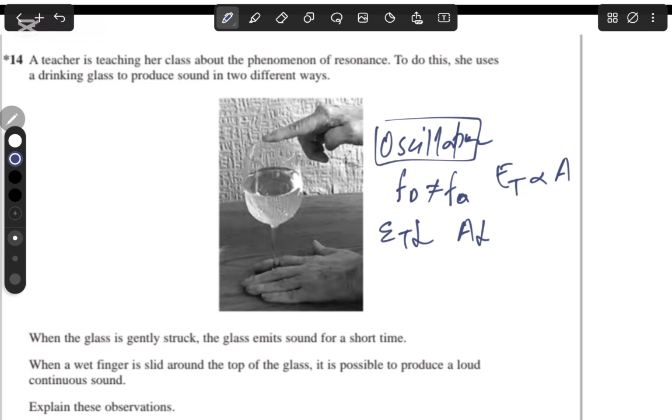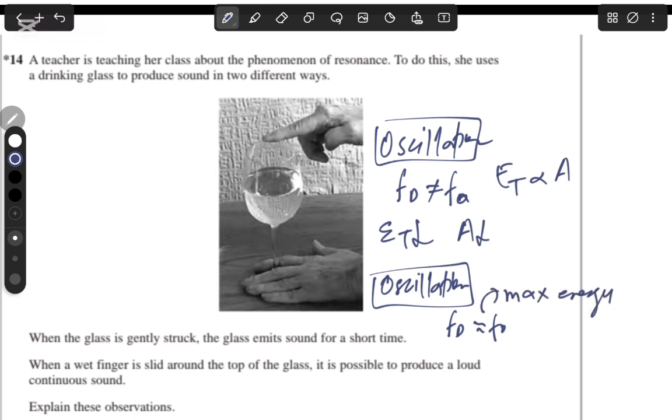But when the person slid a finger around the top of the glass, that's when the glass again started to oscillate. This time the driving frequency was approximately equal to the natural frequency, and there was a maximum energy transfer. This is an exam point. Memorize it. There was a max energy transfer.